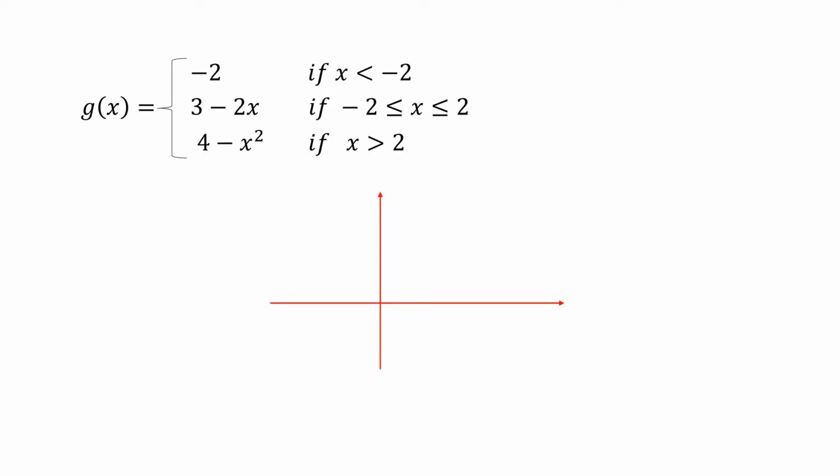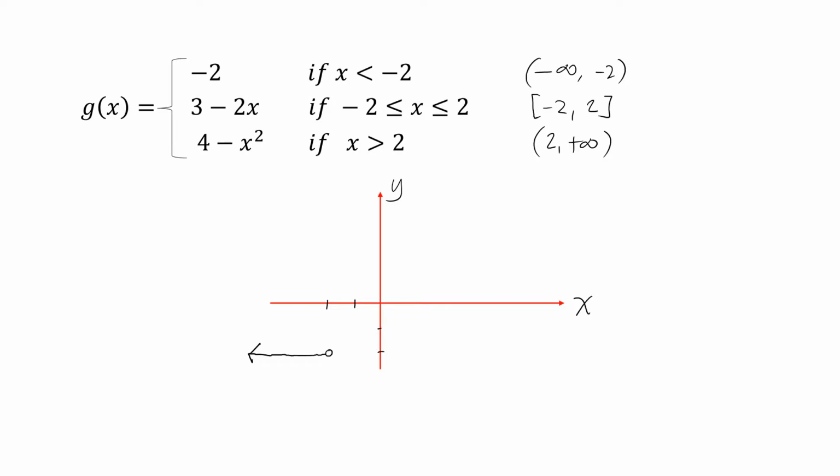So again, we have the coordinate axes, the x and y axes. And the domain is divided into three intervals: from negative infinity to negative 2, from negative 2 to positive 2, including the endpoints, and for the interval 2 to positive infinity. So, we start with the first interval, negative infinity to negative 2. The graph of g is a horizontal line equal to negative 2. Since negative 2 is not included in the interval, we have an open right end. We have the horizontal line y equal to negative 2.